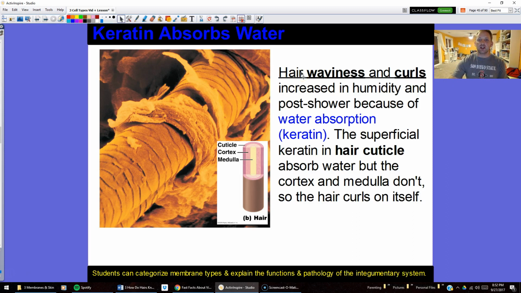Hair is also wavy and curly because it absorbs water. When the keratin in this cuticle, this outer layer of the hair, absorbs water, it causes the whole shaft to bend. So as that outer layer gets full, it causes a change in shape, just like when you are in the bath. We talked about that, your fingers soaking up that water and causing those rolls. So that has to do with keratin.